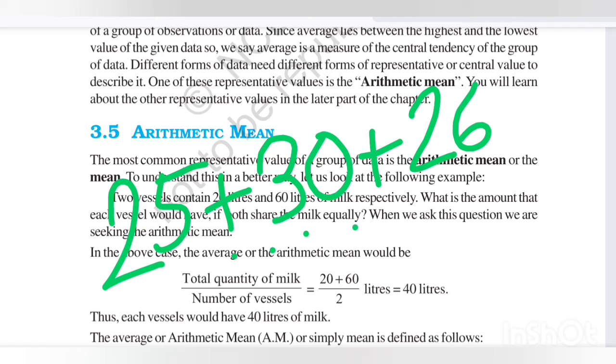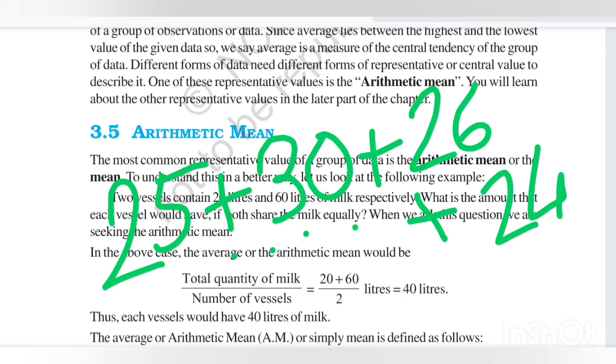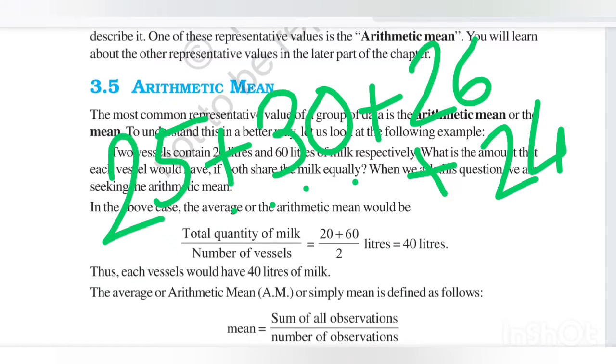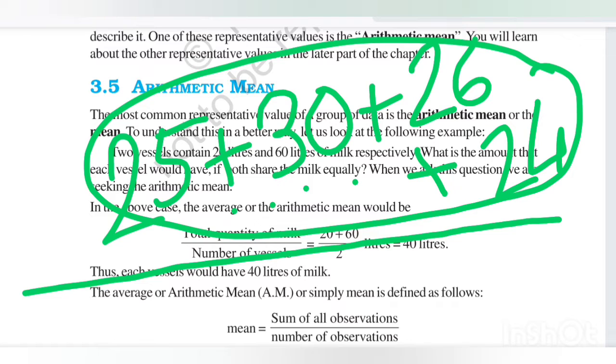In this way he is selling, and on Sunday, that is the last day of the week, although some of you can also say it is the first day, he sold 24 liters of milk. Now, if someone asks you what is the average of milk sold by that milkman, what will you do? All these quantities will be added first and then divided by the number of days.